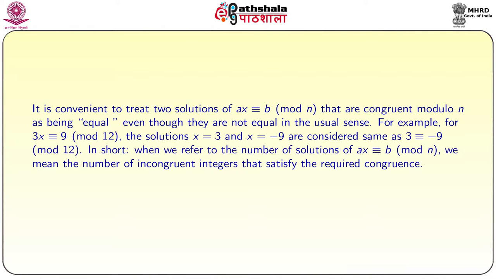In short, when we refer to the number of solutions of Ax congruent to b mod n, we mean the number of incongruent integers that satisfy the required congruence, that is, x equal to 3 and x equal to minus 9 are congruent solutions to 3x congruent to 9 mod 12.